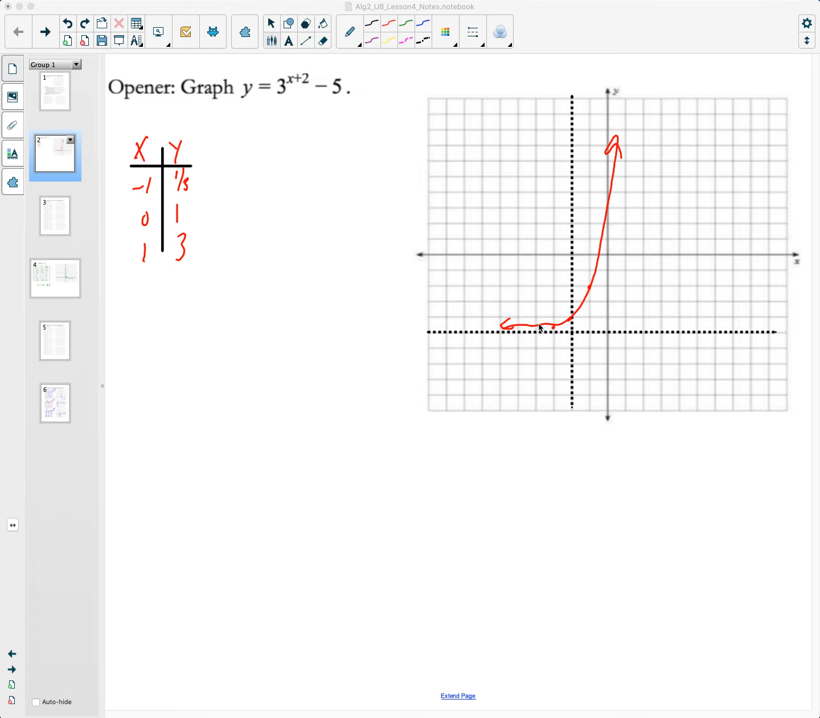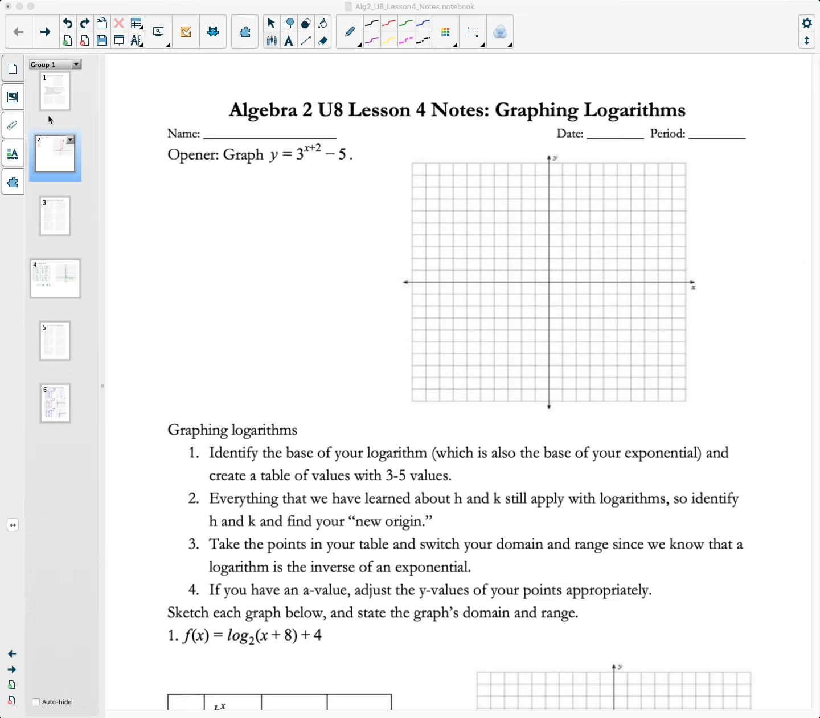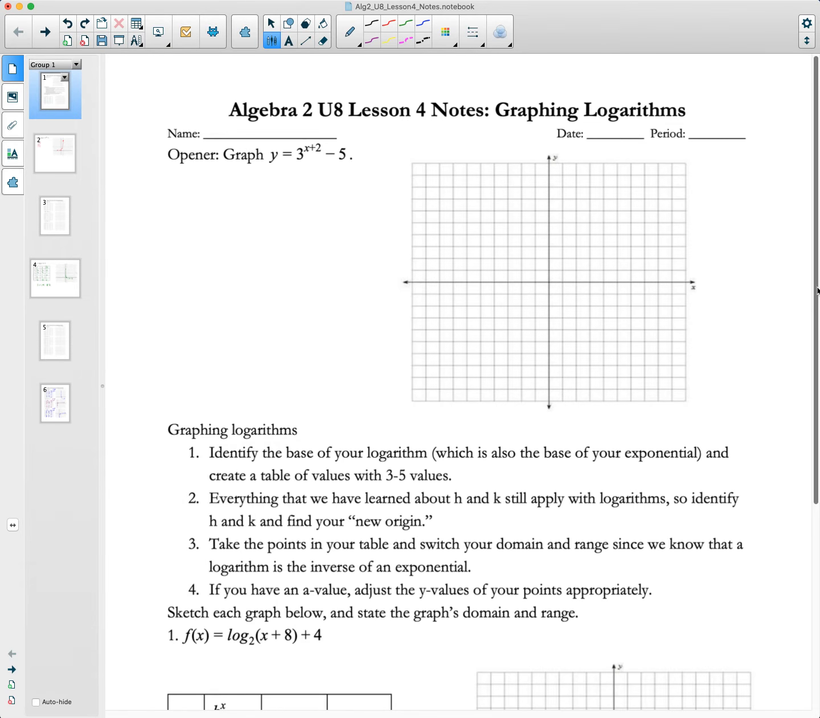And this is really a key idea here, because what we want to do today is use what you already know. I think most of you feel pretty comfortable with creating a table of values with exponential functions. So really that's what we're going to do: create that table with maybe 3 to 5 points from our exponential function, and then we're just going to flip the domain and range because we know a logarithm and an exponential are inverses of each other. And you'll see what that looks like in just a moment. So I'm going to go back to our main note sheets here. Let me scroll down here.